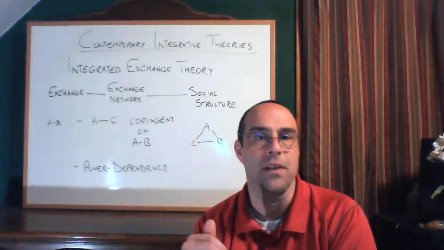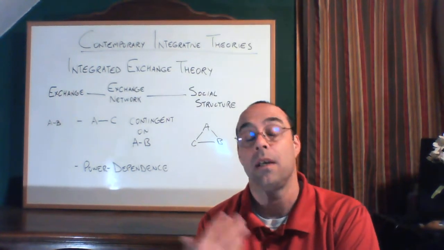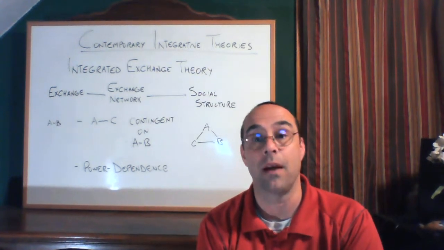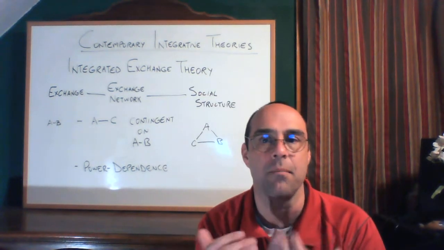Dependence is the opposite of that. It is the cost a person is willing to accept in order to take part in that relationship. So power and dependence are sort of two sides of the same coin.